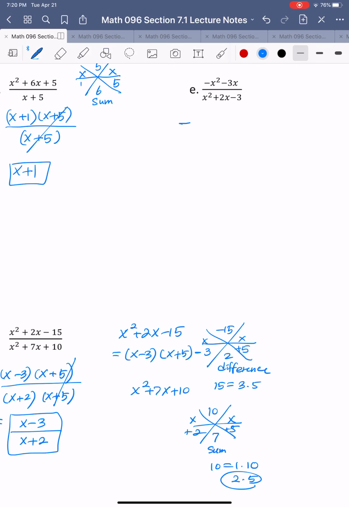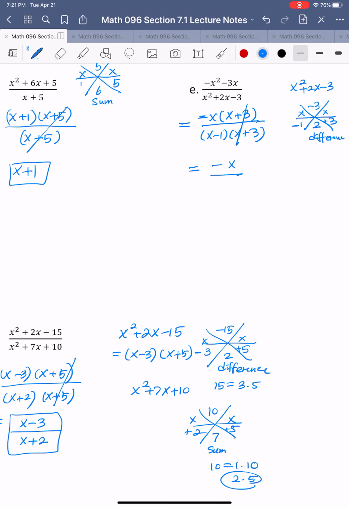And part e, for the top, we just need to pull out the GCF this time because it's not special yet. So negative x comes out, and I get x plus 3, which is not factorable. And then x squared plus 2x minus 3 is a trinomial, so use the x factor. I have negative 3 and 2, which is the difference. And then x and x, but the factors of 3 are 1 and 3, and I need a positive 2, so one negative and one positive. So you get x minus 1 times x plus 3. The x plus 3 cancels, and I get negative x over x minus 1.